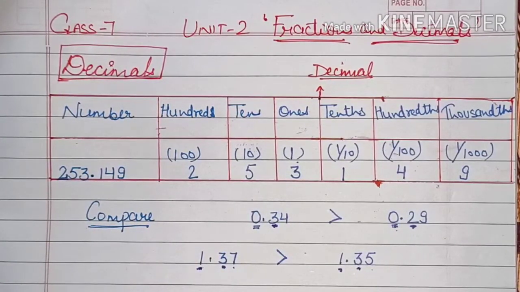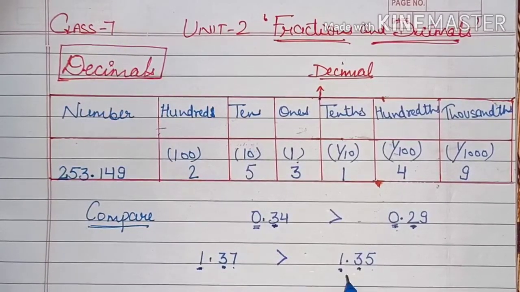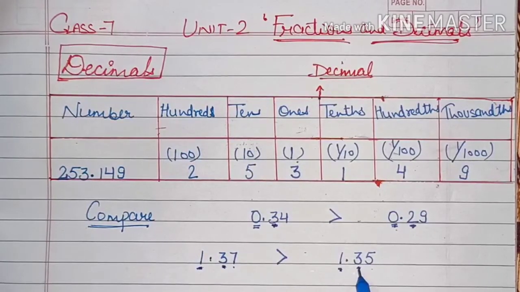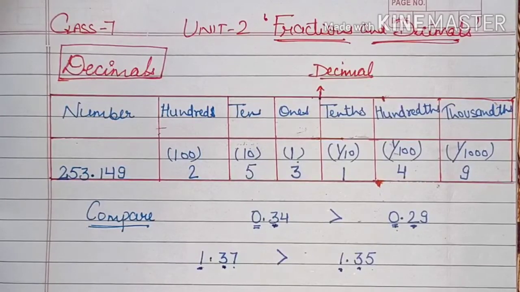So to compare decimal numbers, first check the digit which is on the left side of the decimal. Then if it is same, check the digit at the tenth place. Then if it is also same, check the digit at the hundredth place. If it is also same, then check the digit at the thousandth place. In this way you will compare the decimal numbers.